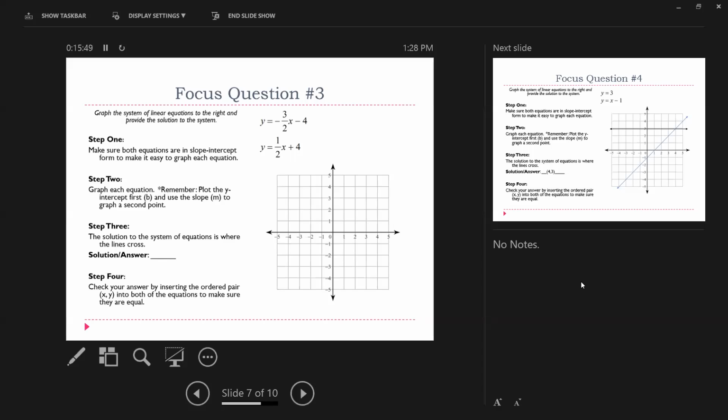I got an answer of -4, 2. You got this line, the first line going in this direction up to the left, the second line going the opposite way. And the coordinates where they cross, -4, 2. Anybody get anything different than that out there?